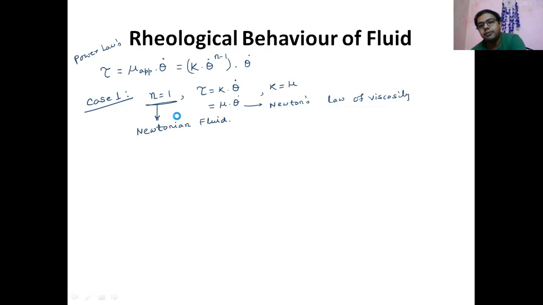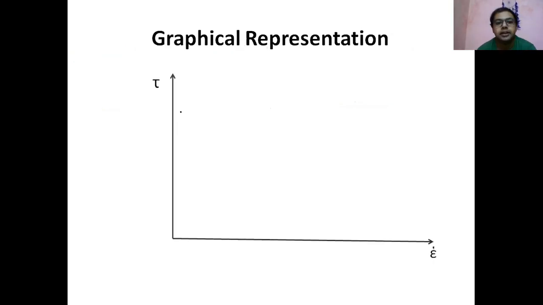If you plot such a fluid in this graph, along the y coordinate you can see we are plotting the shear stress, and along the x coordinate, theta dot, that is the rate of shear strain, you're plotting here. So for the Newtonian fluid, you get a linear equation.